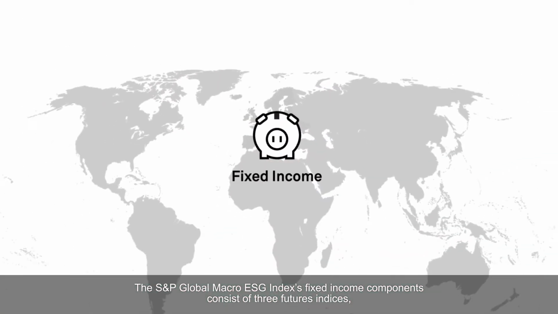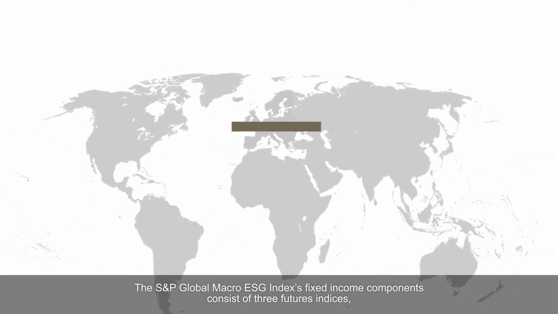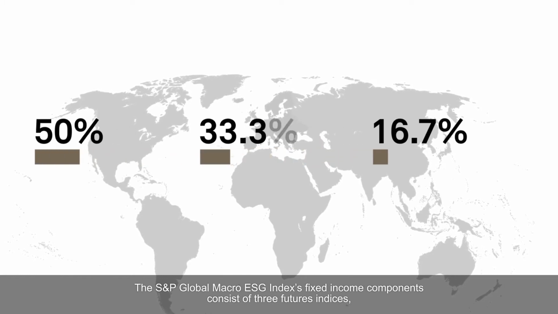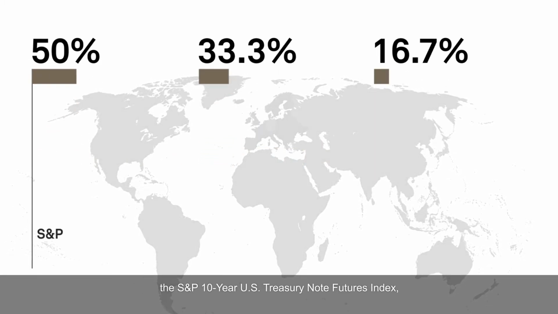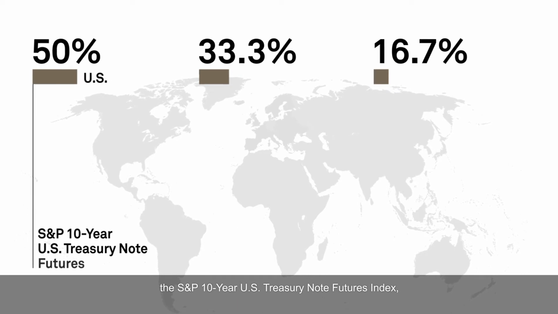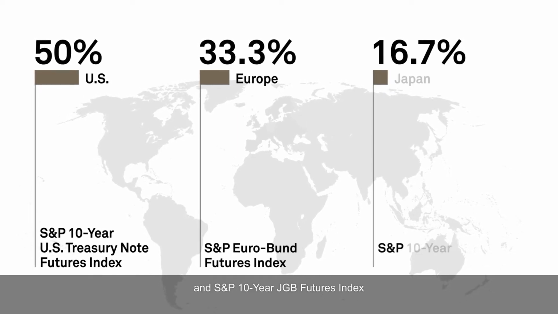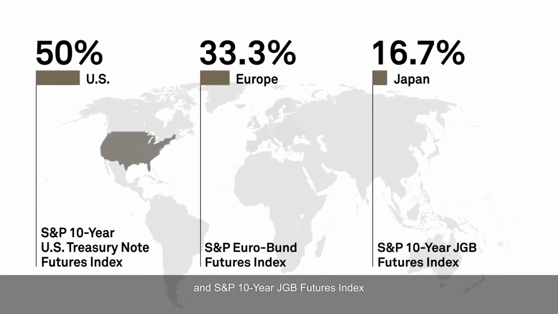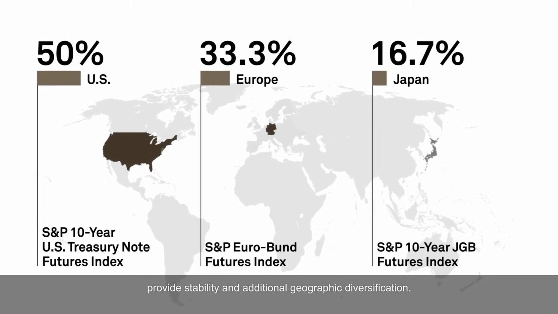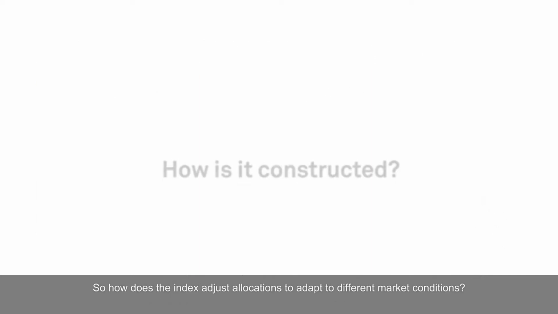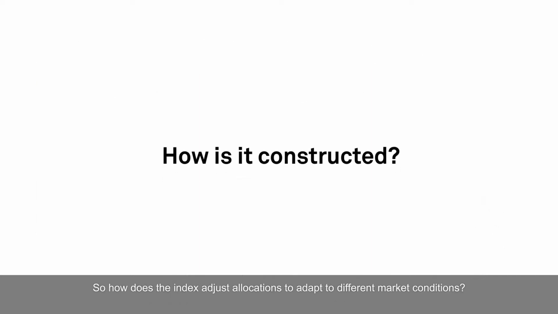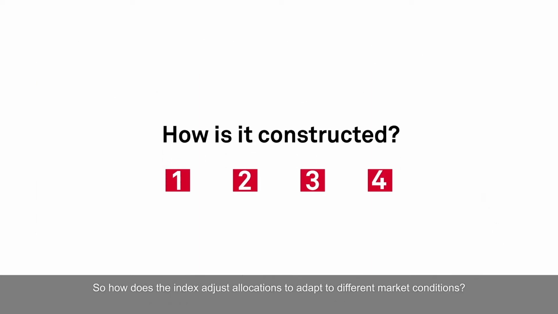The S&P Global Macro ESG Index's fixed income components consist of 3 futures indices: the S&P 10-year U.S. Treasury Note Futures Index, S&P Europe Bund Futures Index, and S&P 10-year JGB Futures Index provide stability and additional geographic diversification. So how does the index adjust allocations to adapt to different market conditions?